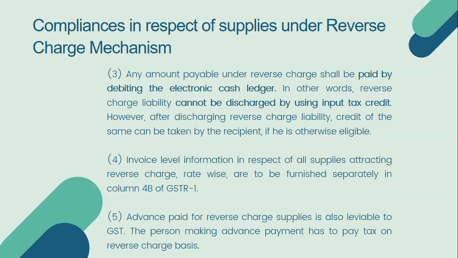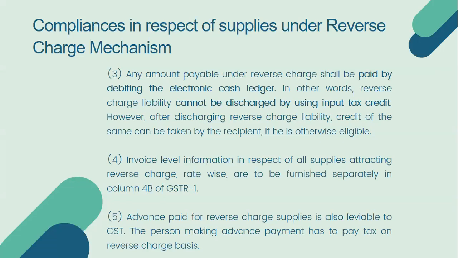Logically, electronic credit ledger is generally debited for paying output tax, whereas under reverse charge, when a recipient of goods and services is paying the tax, the said tax is an input tax and not the output tax. Hence, this input tax can only be paid by debiting electronic cash ledger. The amount of tax for which the electronic cash ledger of the recipient is debited can be claimed as input tax credit by the recipient.